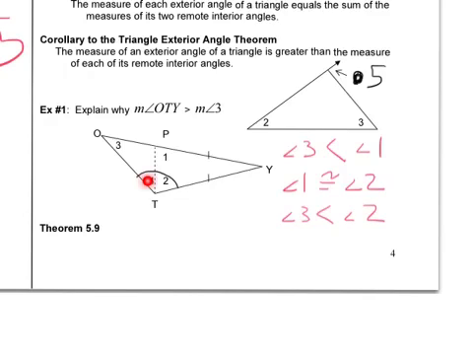Alright, well look at here. Angle 4 and angle 2 make up OTY, therefore angle 2 must be less than OTY. So we'd say that angle 2 is less than angle OTY.